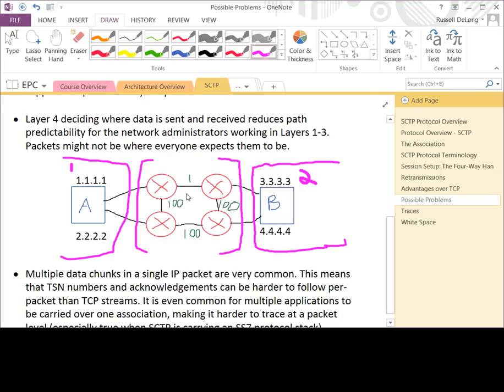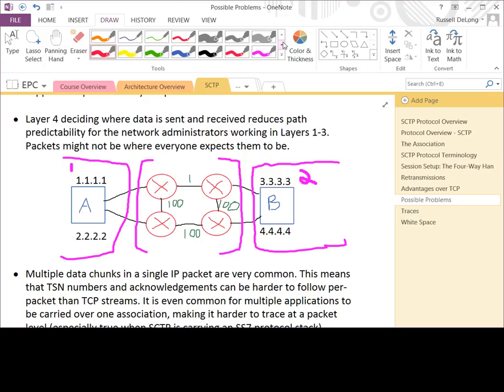Well, they'd look at this architecture most likely and say, well, yeah, our primary path between 1 and 2 is going to be over this top link here, because I've got a cost of 1. Well, if at an SCTP layer, your main path is between 2222 and 4444, this is what your path is actually going to be, regardless of what the cost might say.